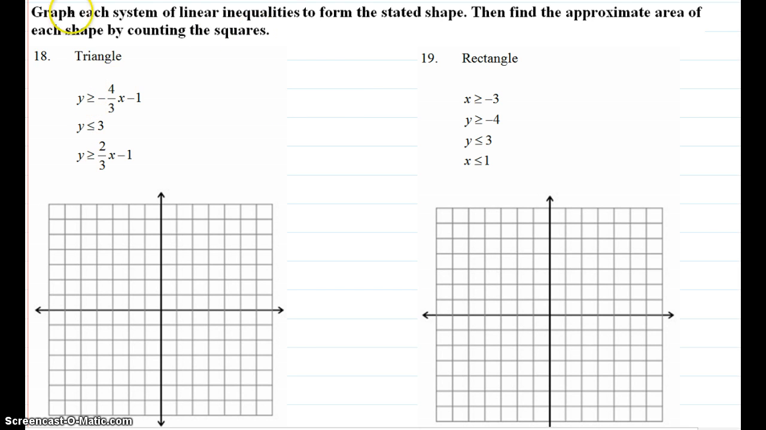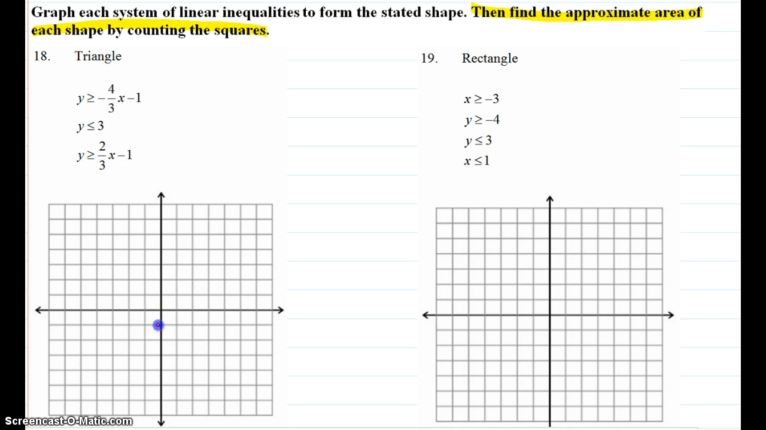Alright, so we have three inequalities we're going to graph, and when we do this, it's going to form a triangle. If you read the directions, it says graph each system of linear inequalities to form the stated shape. But then it says, find the approximate area of each shape by counting the squares. So after we graph it, we'll come back and count the squares. Alright, so let's graph the first one.